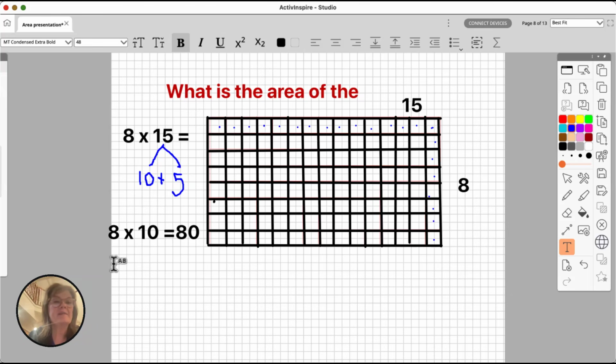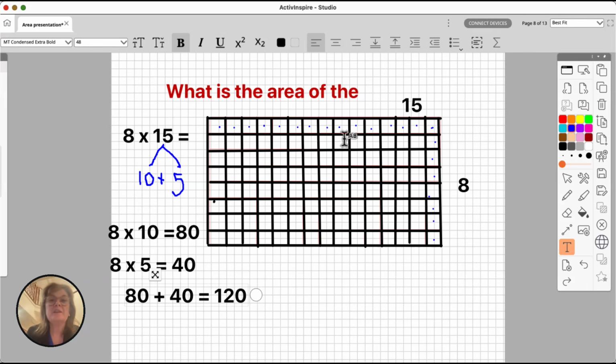And then we would have 8 times 5. And what is 8 times 5? We'd say, well, 8 times 5 equals 40. And then what are we going to have to do? We're going to have to add, and we're going to have to say 80 plus 40 equals 120. Now, you could count all 120 of these squares, but that would take a long time. It's a lot easier to just multiply, isn't it? And if we get a big number, we always can use the distributive property.